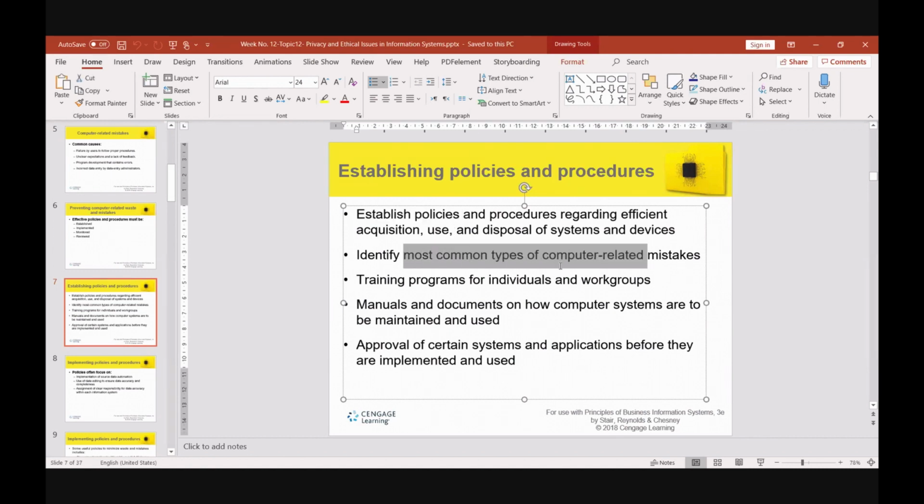Identify the most common types of computer related mistakes. For example, what kind of computer related mistakes can occur? When you are entering the data, incorrect input is most common. You do not have information, the human errors are mostly there. So to avoid these kinds of things, training programs for individuals and work groups must be there.